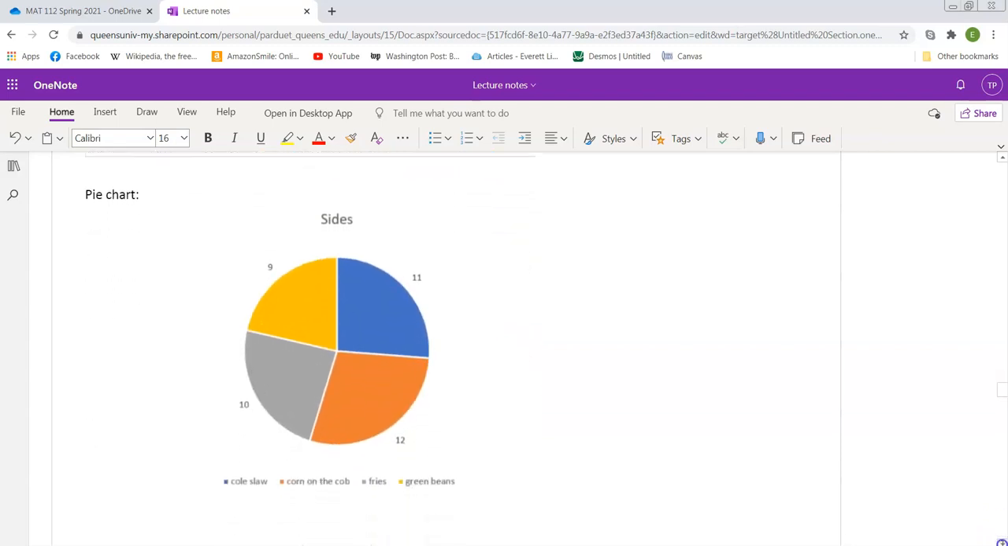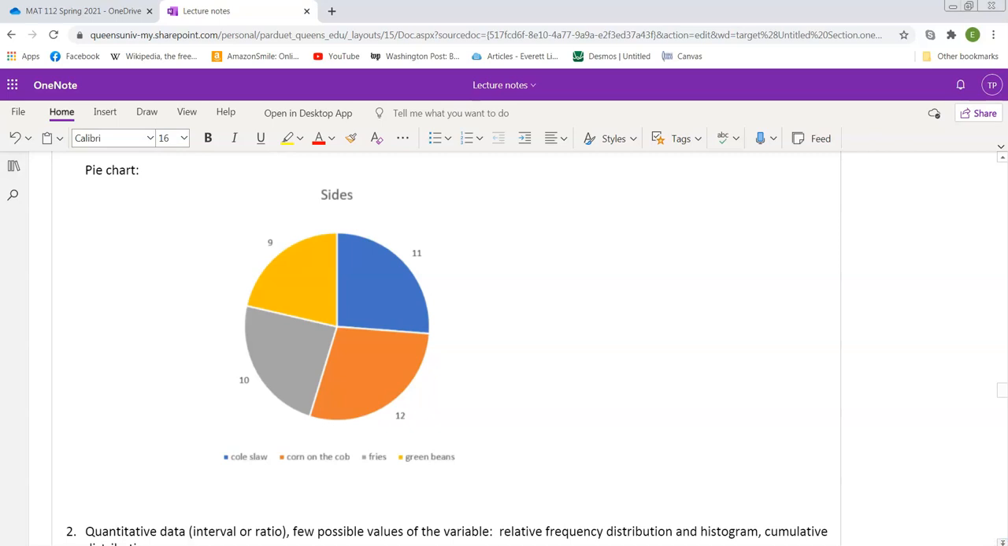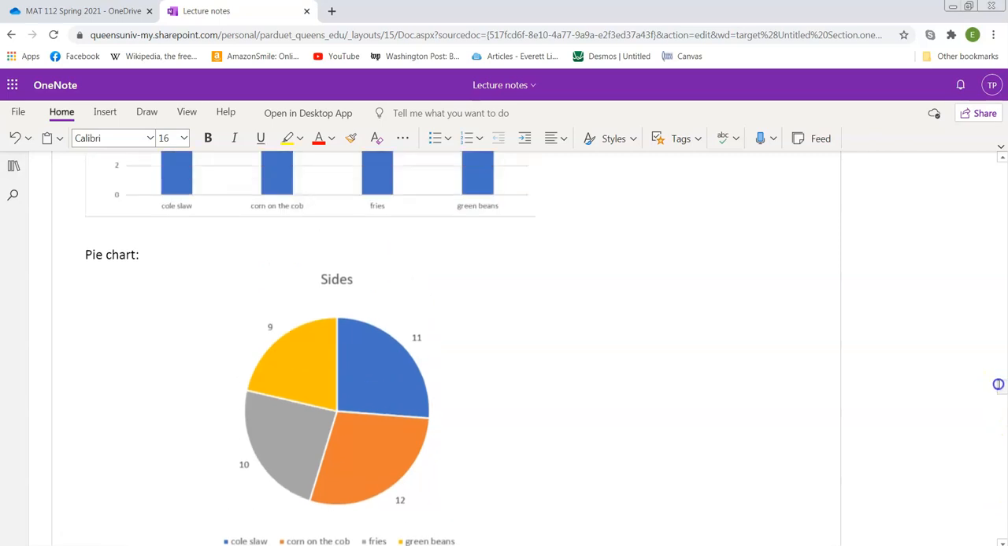And then the pie chart as well. The pie chart probably would have looked a lot better if we'd done the relative frequencies rather than just the frequencies. I just think pie charts look better when they're labeled as a percent, out of 100%.